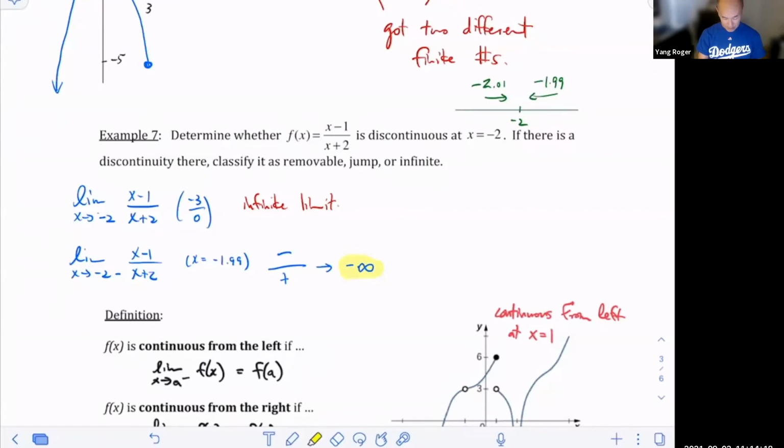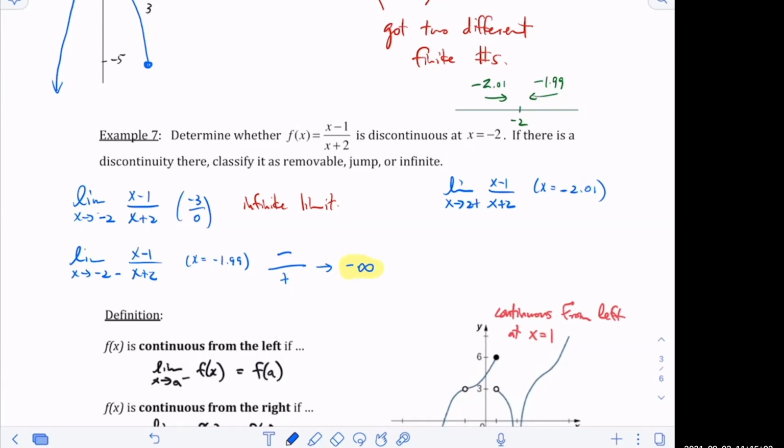I could do the same thing, but come from the right side. So I take the limit as x approaches 2 from the right side of x minus 1 over x plus 2, sorry. In this case, I'm plugging in a number like x equal to 2.01. And sorry, negative 2.01. Forgot the negative. It's an egregious error. Oh, sorry. You probably noticed my error. I switched it. So, I'm actually going to just switch this negative to a positive over here, and then switch this positive to a negative over here, and then I'll be okay.